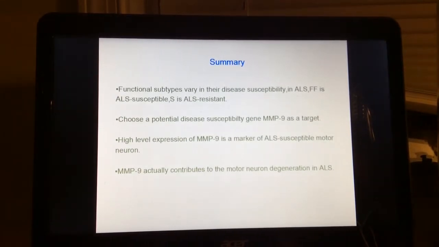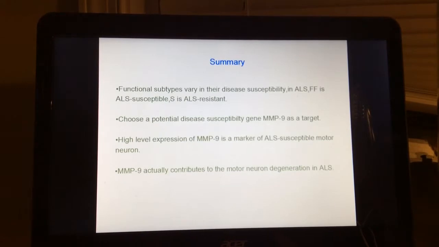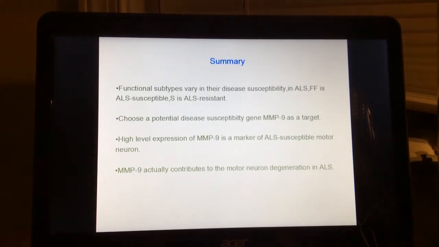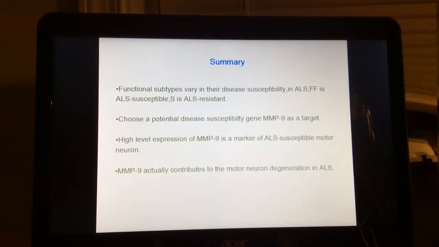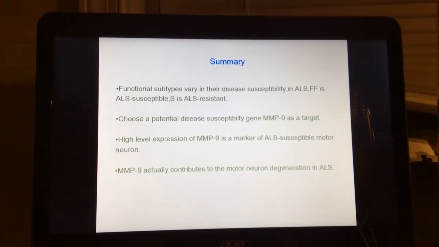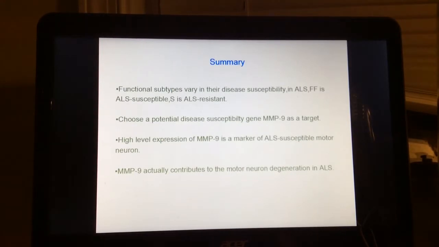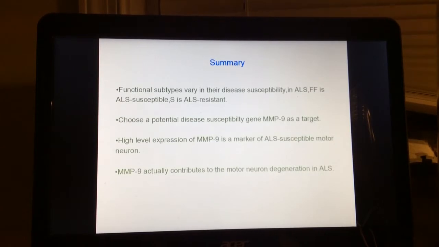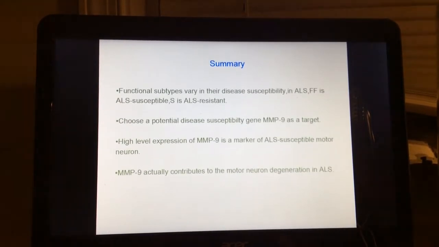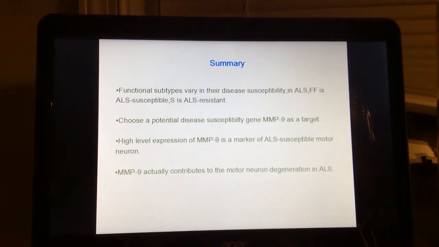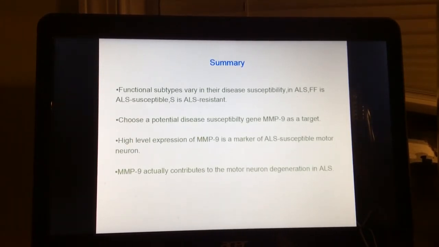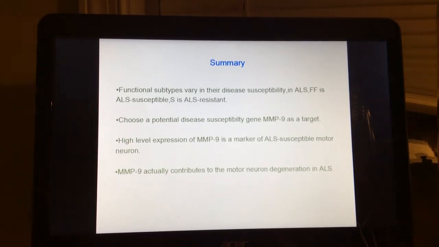So, summary: functional subtypes vary in their disease susceptibility in ALS. FF is ALS susceptible and S is ALS resistant. The author chose a potential disease susceptibility gene, MMP9, as a target, and she proved that high-level expression of MMP9 is a marker of ALS susceptible motor neurons, and MMP9 actually contributes to the motor neuron degeneration in ALS. Thank you.